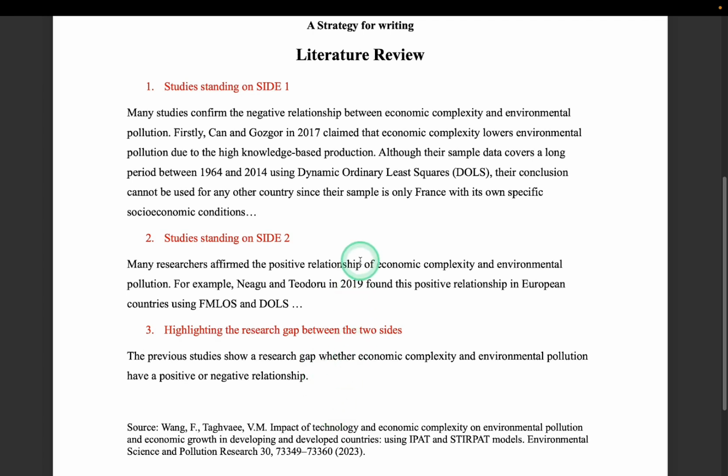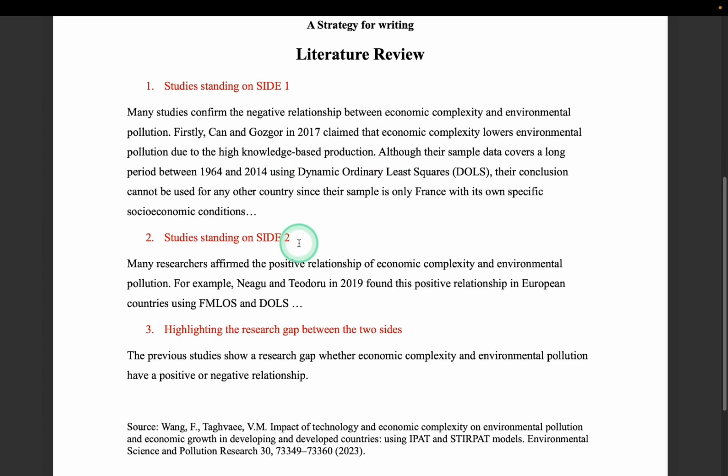And there are two more points that are minor. The first point is about how to write sentences in a literature review. A literature review usually writes starting with the name of the researchers, starting with the title of the studies. For example, this sentence writes, firstly, Khan and Goskar in 2017 claimed that. It is the writing style of a literature review.